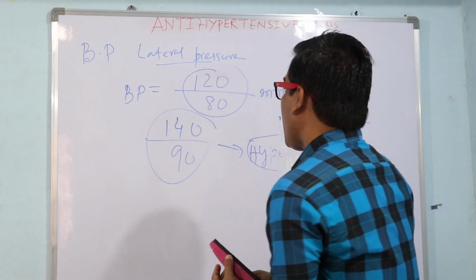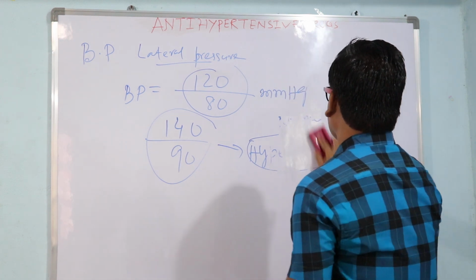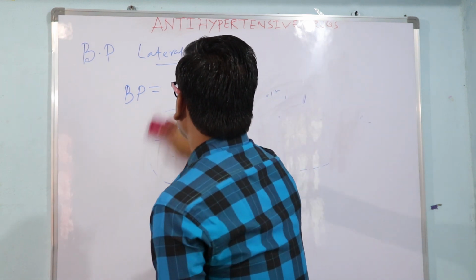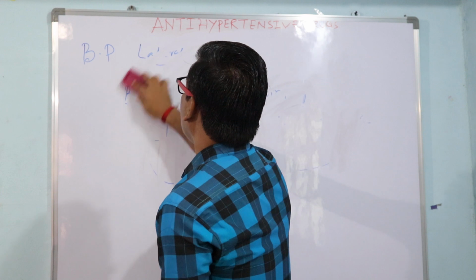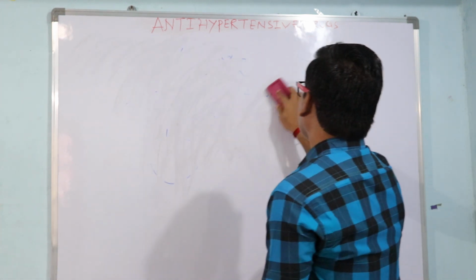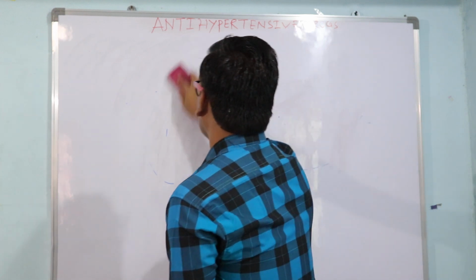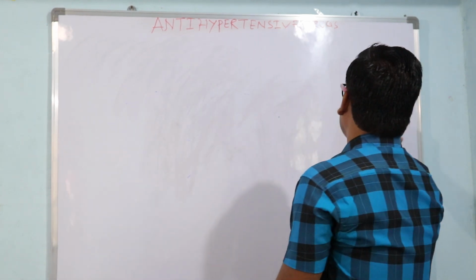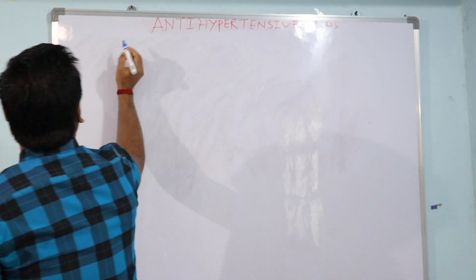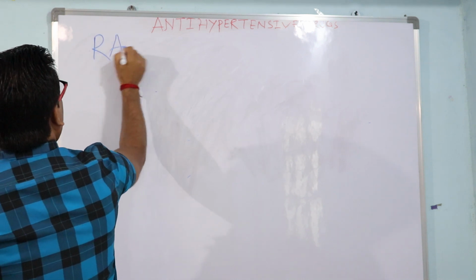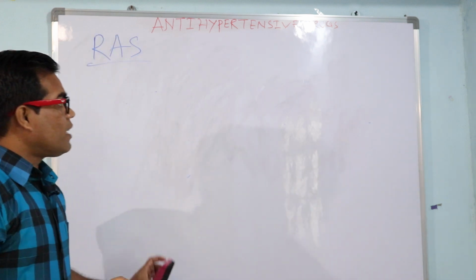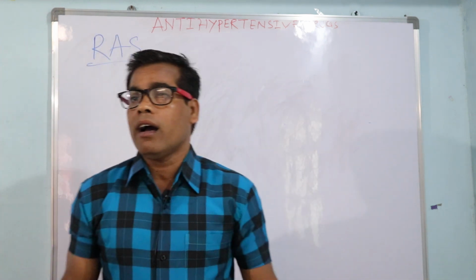Now we are going to discuss how the blood pressure is regulated in the body. There are two mechanisms. One is known as the renin-angiotensin system, and another is called the sino-aortic mechanism, or regulation by the vasomotor center through the brain. The most important mechanism is the renin-angiotensin system. By this mechanism we can understand the pathophysiology of BP.